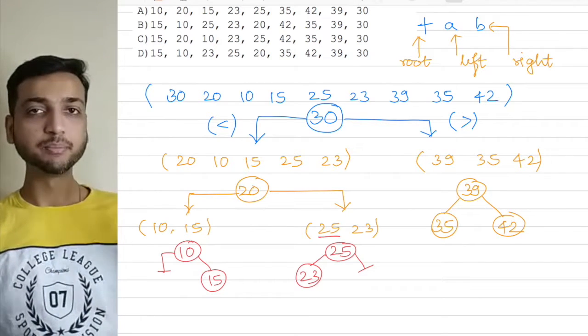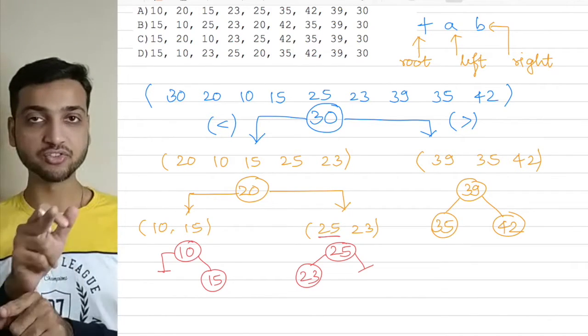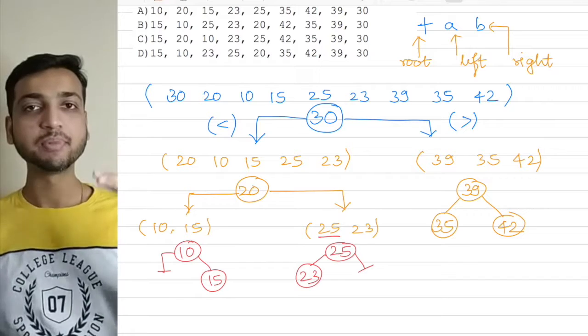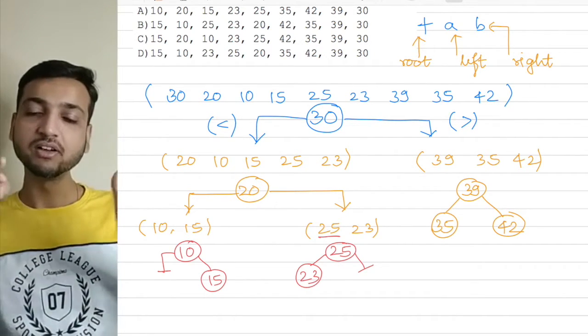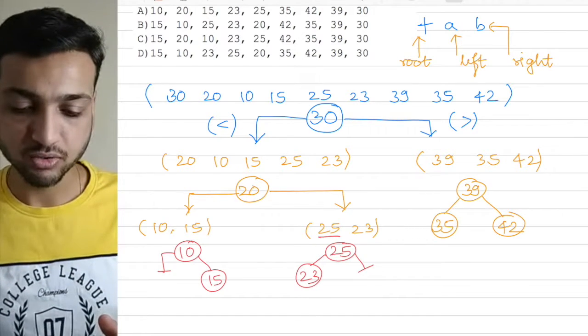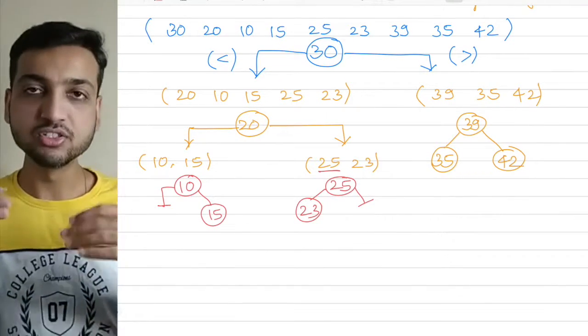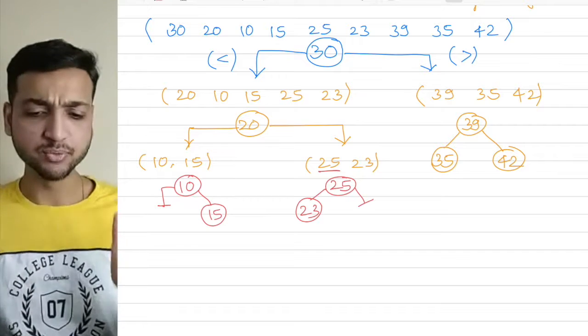Here we have taken a pre-order traversal of a binary search tree, not a binary tree, and we have applied all the properties of a pre-order traversal as well as binary search tree, and we have constructed the original tree. So let's write the original binary search tree in a very nice way.